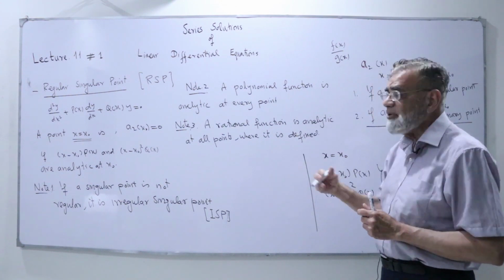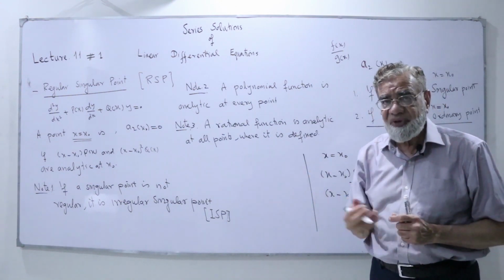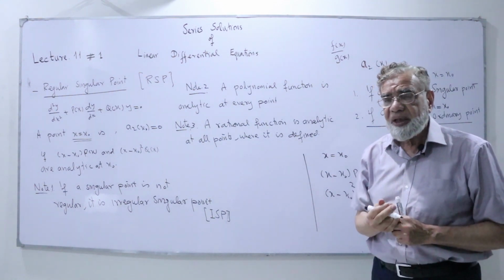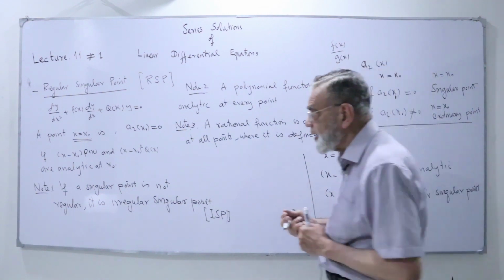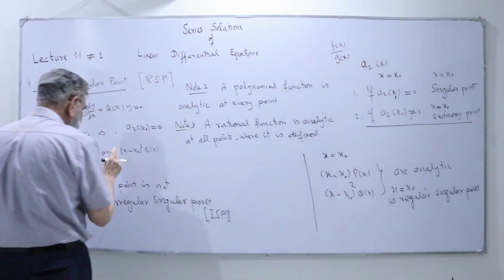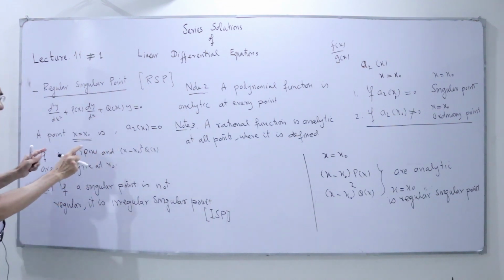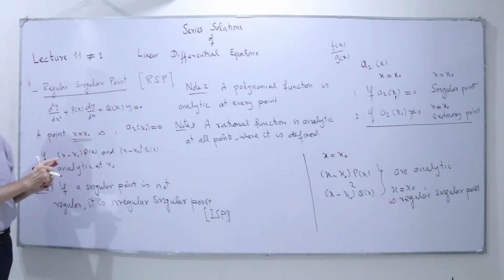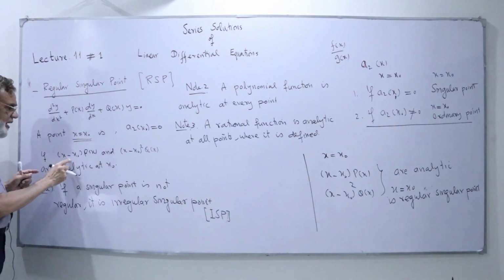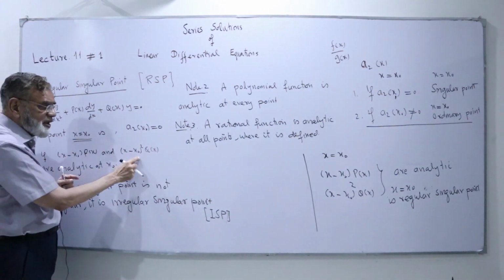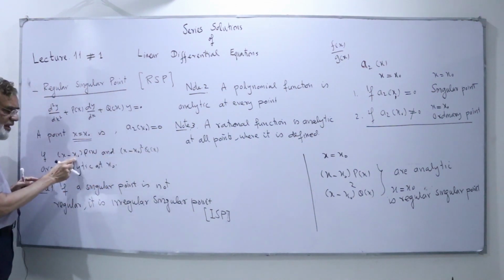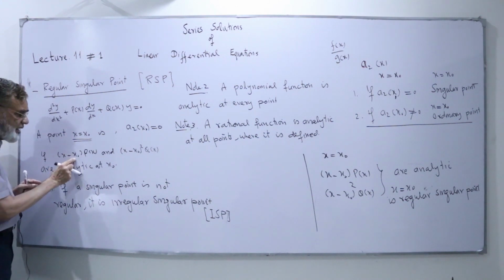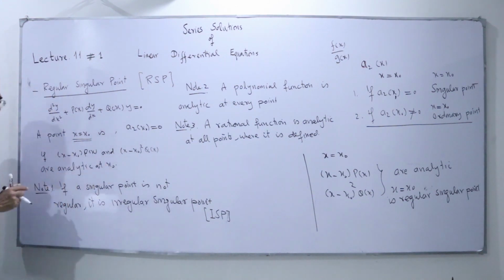So mainly we are saying where the function is defined, there we say the function is analytic. If these two conditions hold, then it is a regular singular point. For a regular singular point, both conditions must be satisfied. If any one of the conditions is not satisfied, it will become irregular. For example, if it is analytic here but not analytic there, not defined there, then it is not regular. If it's analytic here and also here, then we say it's a regular singular point.